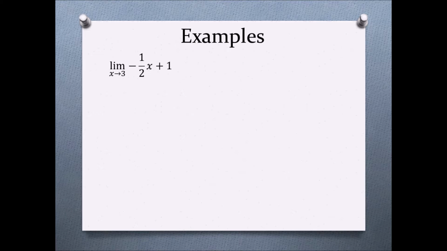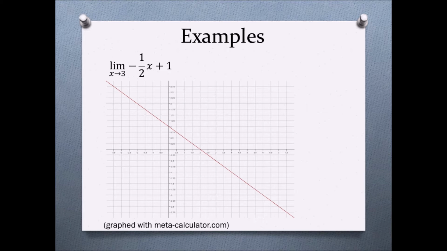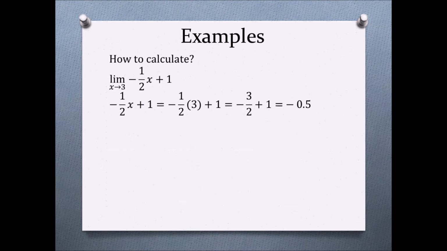So the limit of -1/2 x plus 1 as x approaches 3. So basically what we're going to ask is, as the x value approaches 3, what does the y value approach? So here we have a graphical representation of the function -1/2 x plus 1. I used metacalculator.com to graph this. As you can see, as x approaches 3, the y value approaches -0.5. And yeah, you can calculate this without graphing. To do that, simple, just substitute 3 in for x, and you should end up with the answer -0.5. See, it's as simple as that.